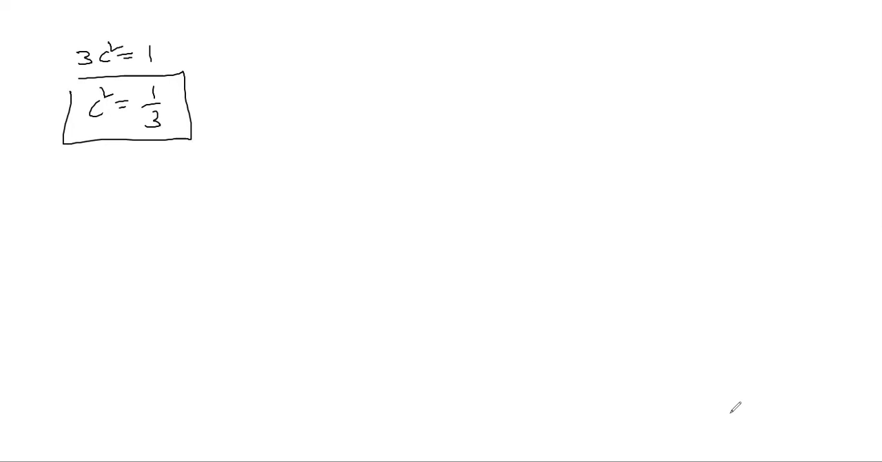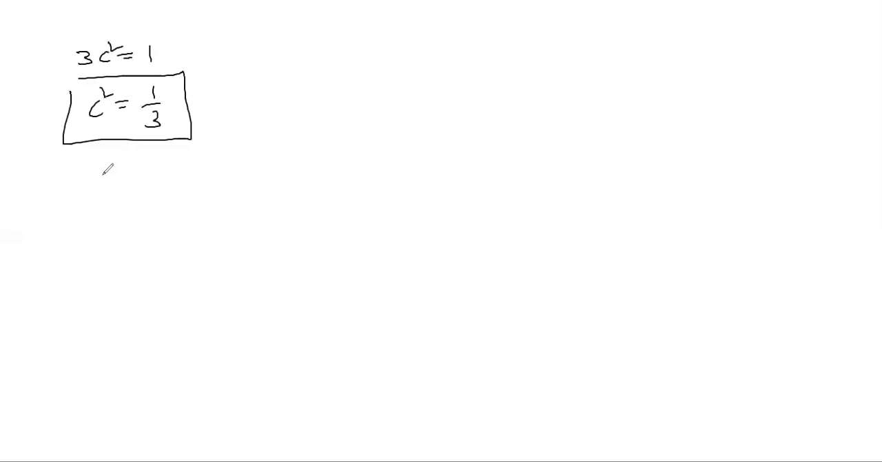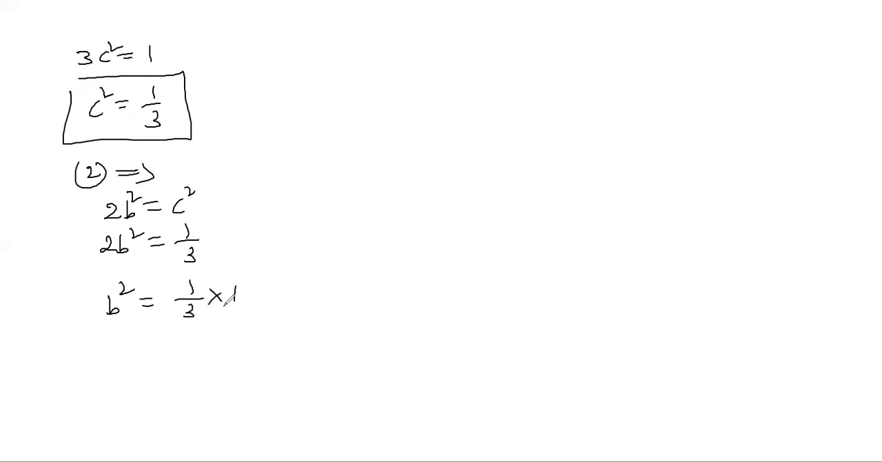Next, equation 2 implies 2b square equal to c square. So 2b square equal to, what is the c square value? 1 by 3. So now b square equals 1 by 3 into 1 by 2. B square is equal to 1 by 6. So you got the b square value.